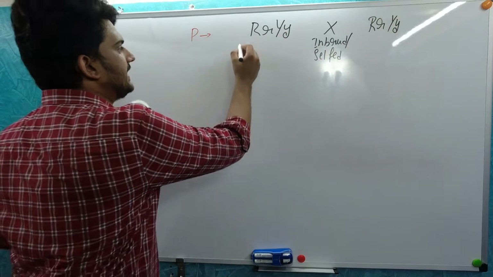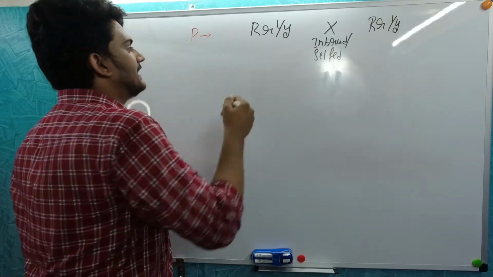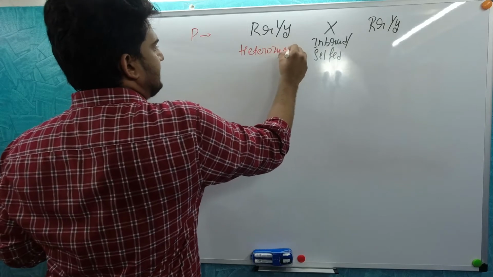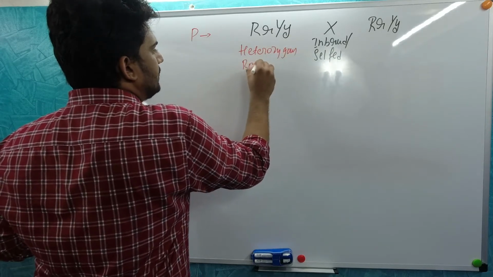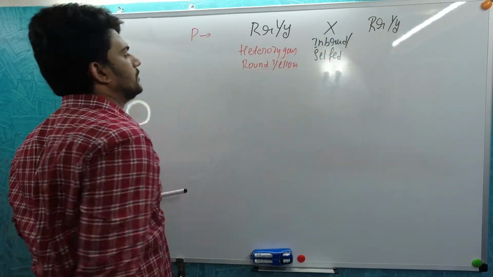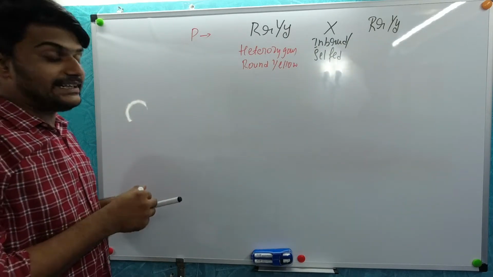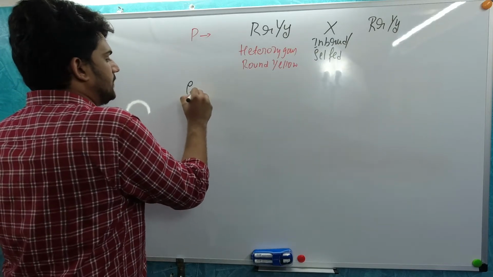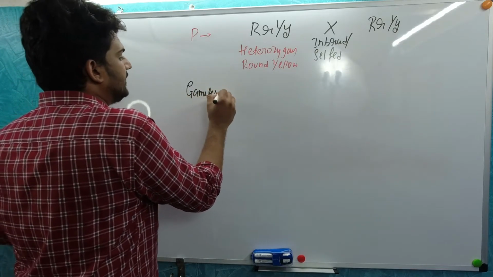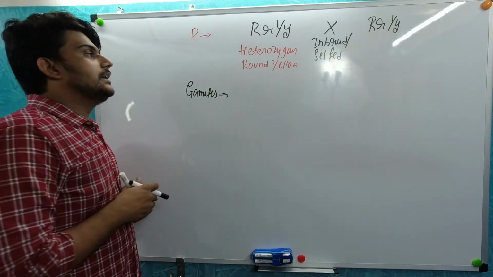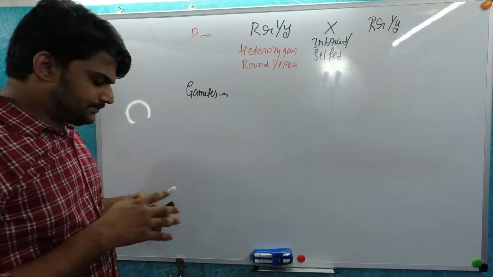That is heterozygous round yellow. Both are the same one, so I'm not going to write over there again. And the gametes came out, a lot of gametes came out. How many can you count here? Yes, the combination is of 4 different varieties of gametes that came out.